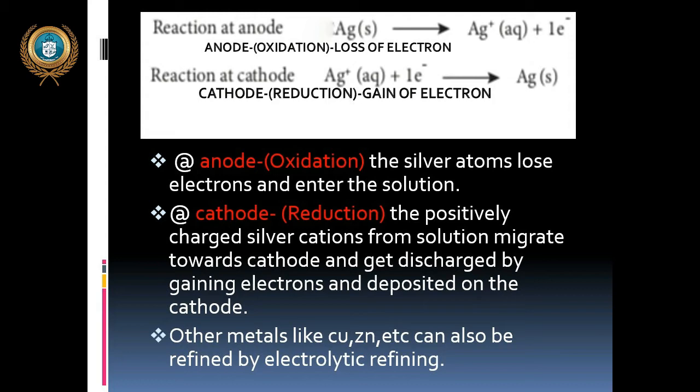So if you see the picture, the cathode has a negative charge and the anode has a positive charge. We have said opposite charges attract each other. So the cathode is negative and the cations are positive, so the cathode attracts the positive charge fully, which means the silver cations get deposited at the cathode, discharged by gaining electrons, as I said. Other metals like copper, zinc, etc. can be refined by electrolytic refining.